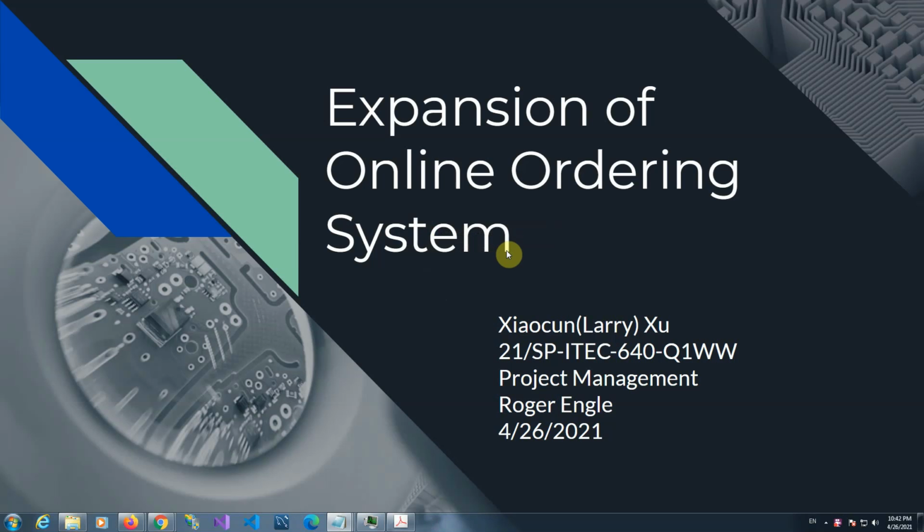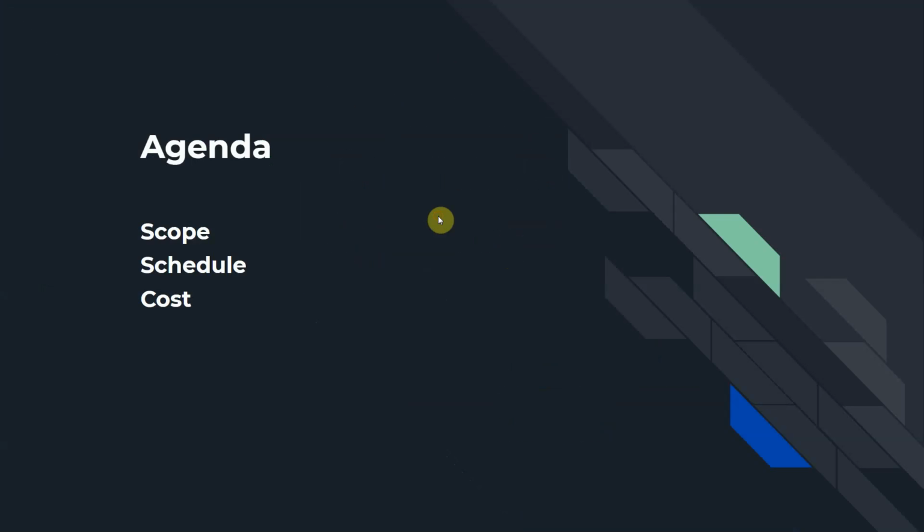My project is about adding new features to my online pizza ordering system, so it allows customers to order food from many different restaurants. And this video will be about how I converted scope into relevant work breakdown structure and further translate the WBS into a manageable schedule. Finally, I will briefly talk about cost issues.